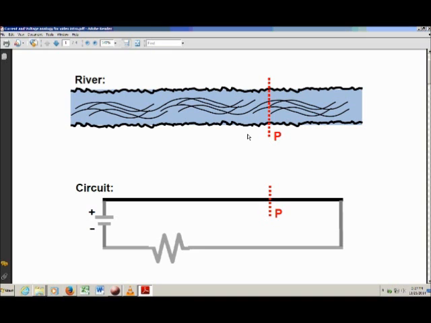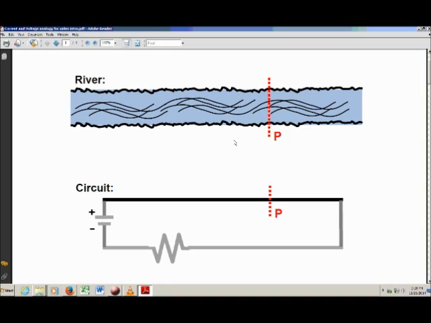Now, we can't actually count up water molecules, for example. There's too many of them. So we use an equivalent unit instead. We instead measure the volume of water that went past a certain point over a certain period of time. It's just more convenient to us. Likewise, we don't actually count up individual electrons. There's too many of them. Instead, we count up the charge because every single electron has a certain charge. So if we measure the charge that went past a certain point over a certain period of time, that's an equivalent way to measure the current in a circuit.